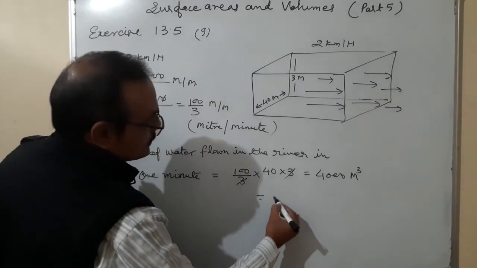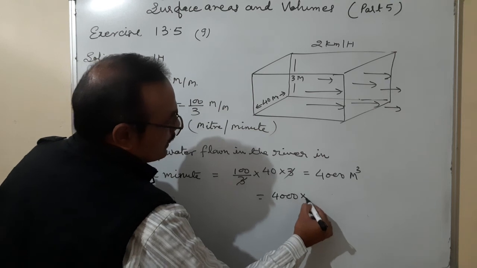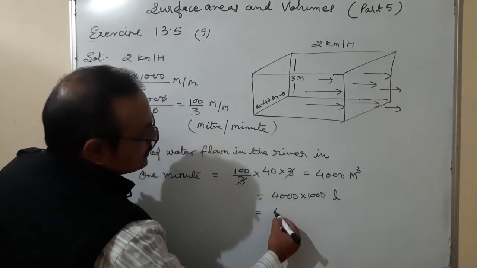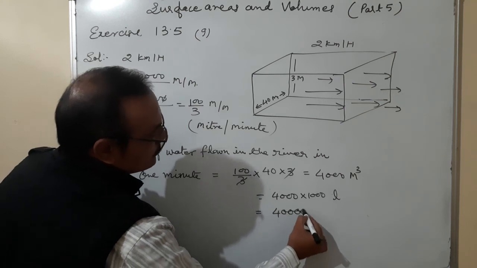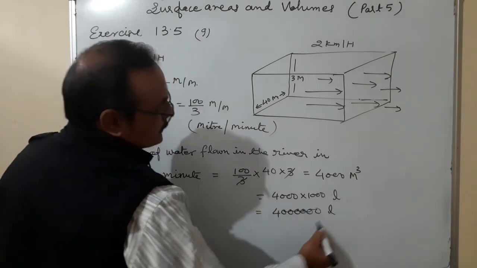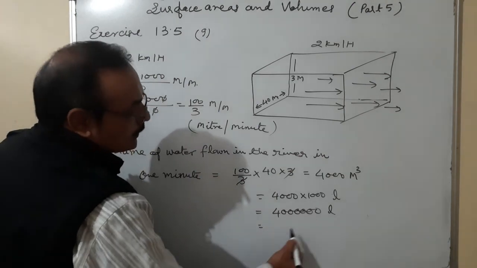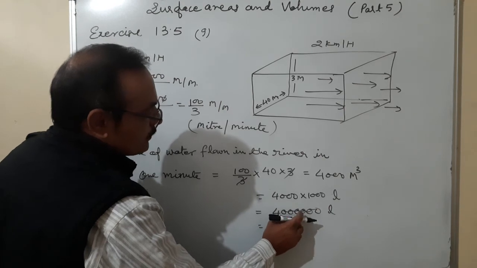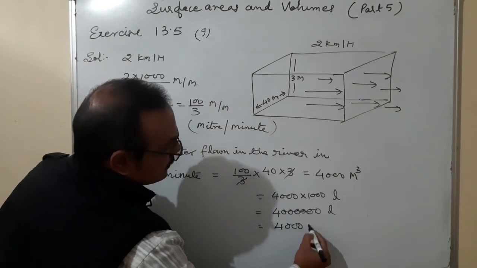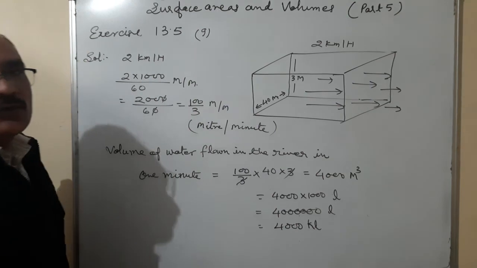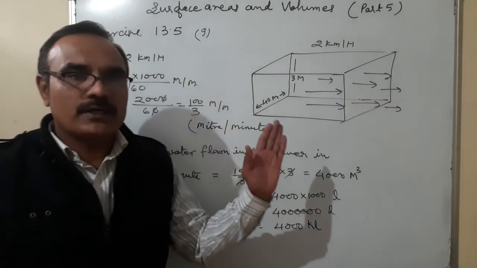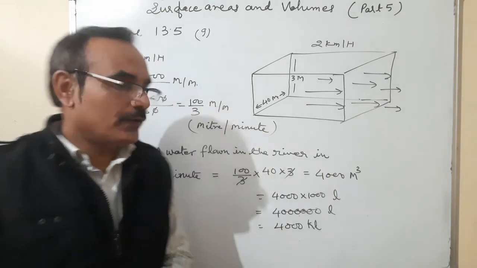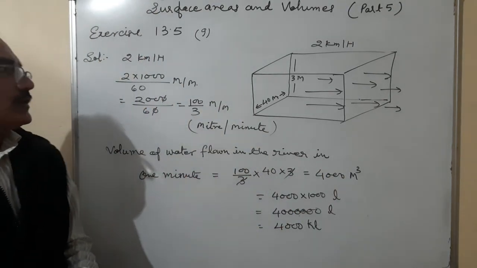So the volume of water flown in the river in 1 minute is equal to 4000 meter cube. That means 4000 multiplied by 1000. This answer is coming in the form of liter. So it is coming 4 with 1, 2, 3, 4, 5, 6 zeros, liter. And if you want to convert into the form of kiloliter, because 1 kiloliter is equal to 1000 liter, so what should I write here? 4000 kiloliter water flown in 1 minute through the river, and in 1 minute the water will go into the sea. Okay. So this is the question number 9.